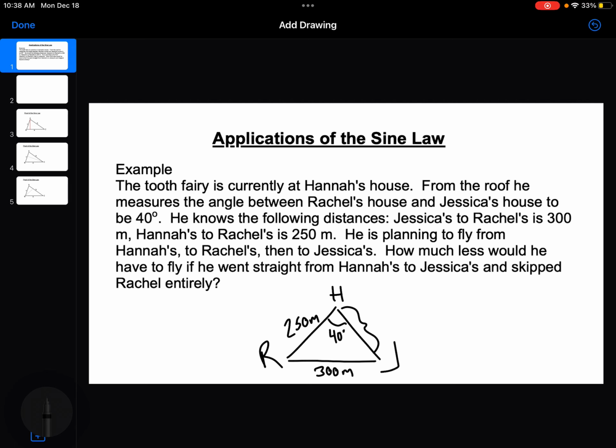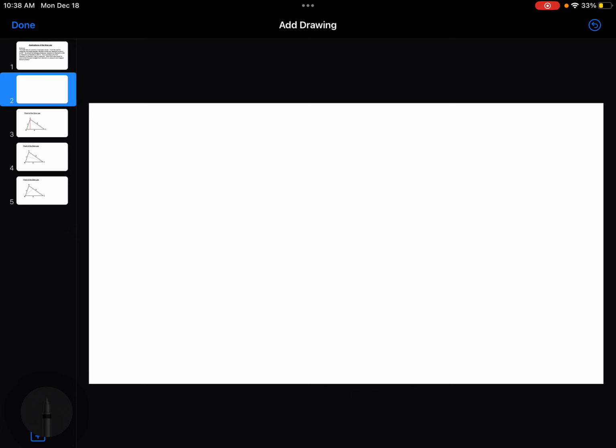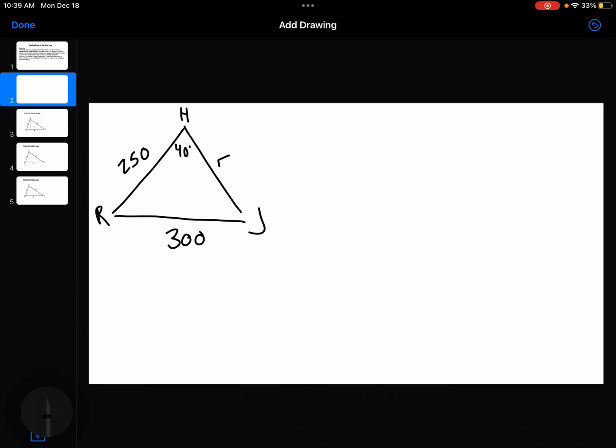What we have to do, and I'm going to do it on the next page, I just wanted to draw it out. It's always important to draw a good diagram. So here we had all of the information, and now we need to solve it. Our diagram has H, R, J, 300, 250, 40. And now we need to find out what R is.